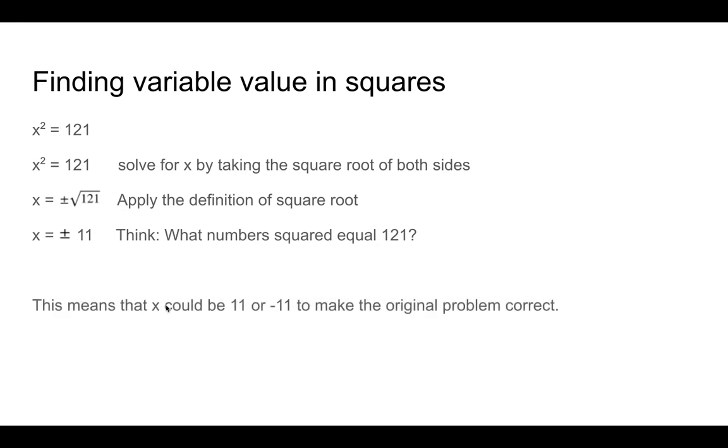Now remember that this means x could be 11 or negative 11 to make the original problem true, because when we square a negative number, it's a negative times that negative, which becomes a positive.